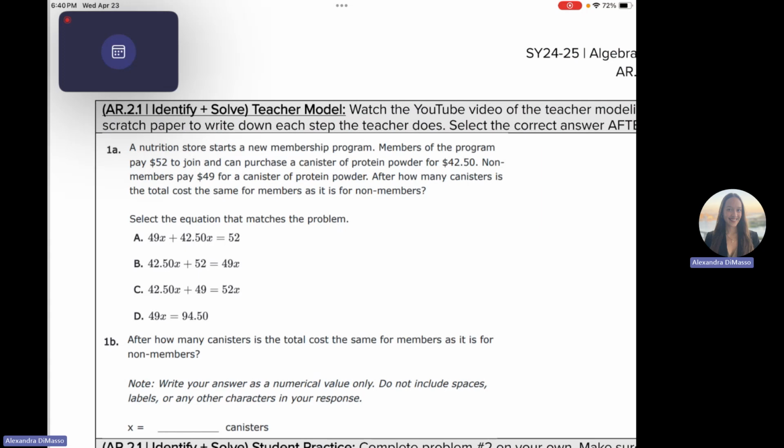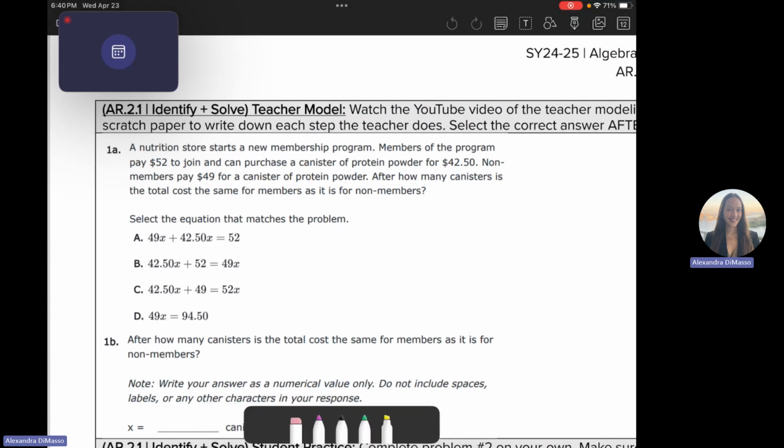So what I'm going to need to do here is write an equation based on this word problem. The first thing I'm going to do is point out what the important information is. First of all, I'm trying to figure out how many canisters, so when I write my equation, I'm going to use an X to be my total number of canisters. So that's my variable, okay?